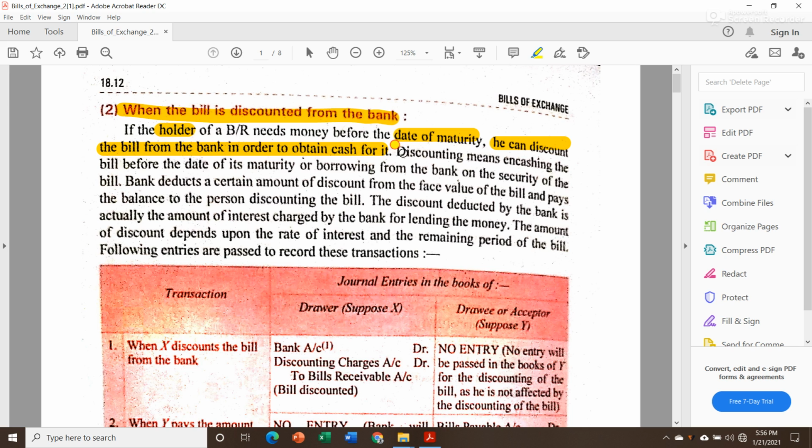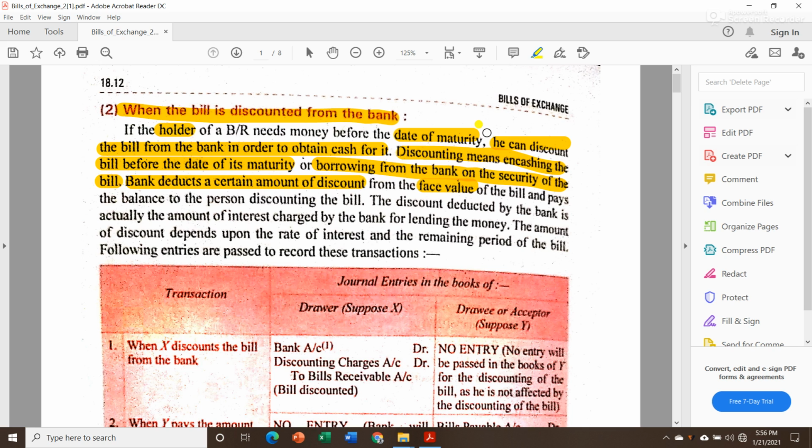So discounting means encashing, means taking cash before the maturity date, or you can say borrowing from the bank on the security of the bill, means he is keeping his bill as security with the bank and he is taking money from them. So what the bank does is deduct a certain amount of money as discount from the face value.